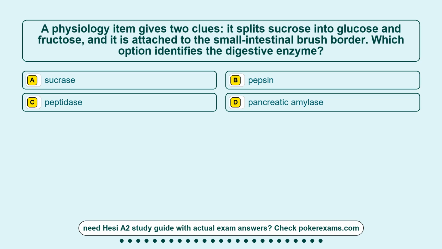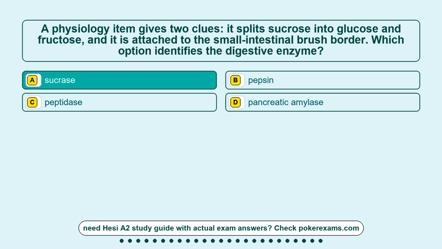Question 9. A physiology item gives 2 clues. It splits sucrose into glucose and fructose, and it is attached to the small intestinal brush border. Which option identifies the digestive enzyme? Option A, sucrase. Option B, pepsin. Option C, peptidase. Option D, pancreatic amylase.